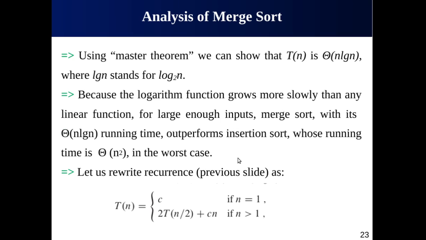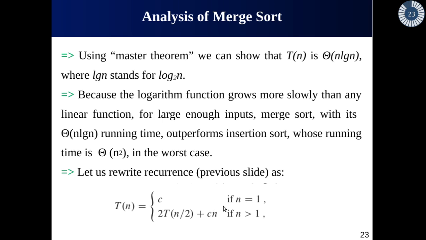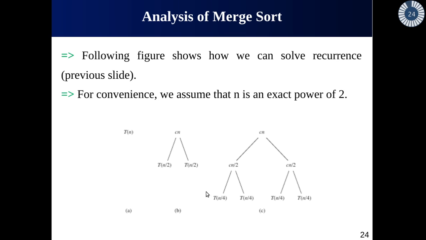Now finally, if we draw the tree for the merge sort algorithm, it is going to be like this. This is actually derived from the previous equation, the recurrence equation that is mentioned here. For convenience, we assume that n is exactly a power of 2, again an assumption. So here part A of the figure shows T of n, which we will expand in part B into an equivalent tree which represents the recurrence. So the term cn is the root of the tree.